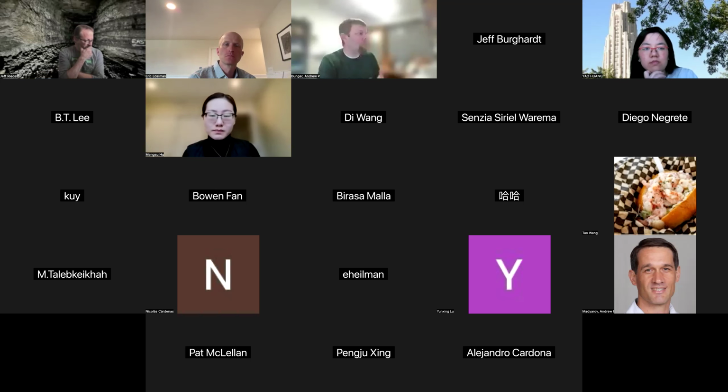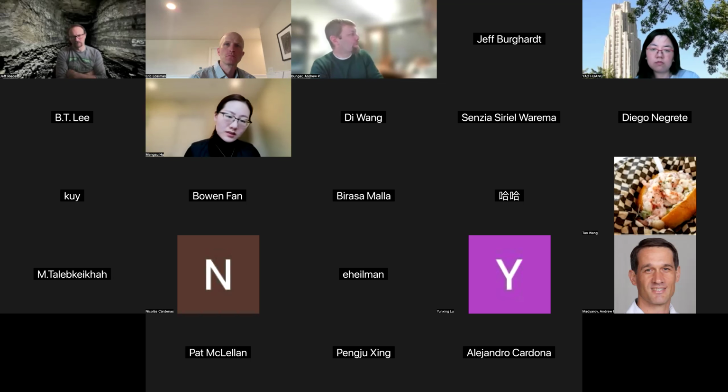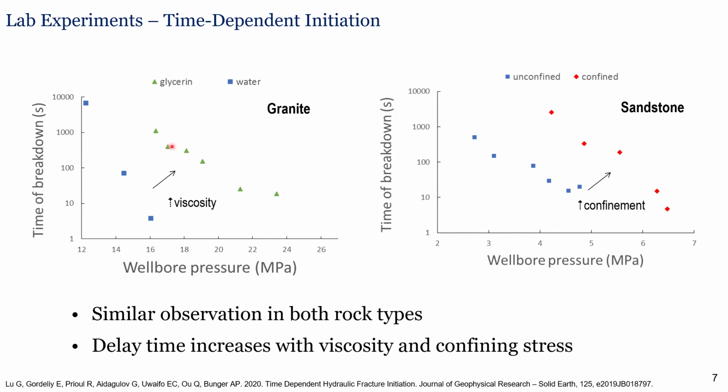Another aspect is, if you look at this very gentle slope with the higher viscosity fluid, that's a good thing, right? That means that if there's variability in the stresses along the well, this gentle slope would give less delay time variability along the well. So it's possible also that having larger viscosity fluid during the pad could also help to promote multiple fracture initiation and growth.